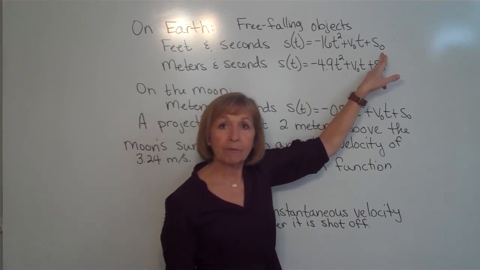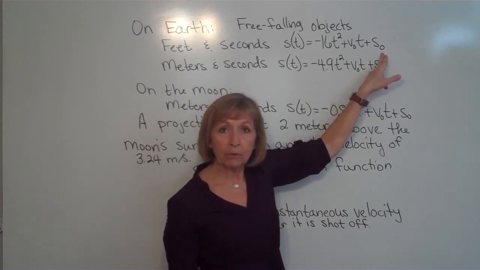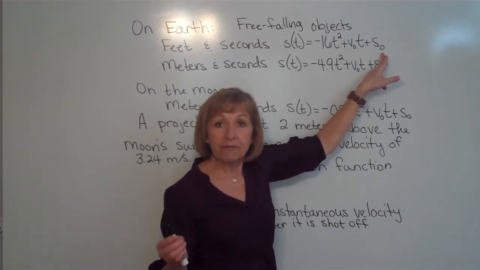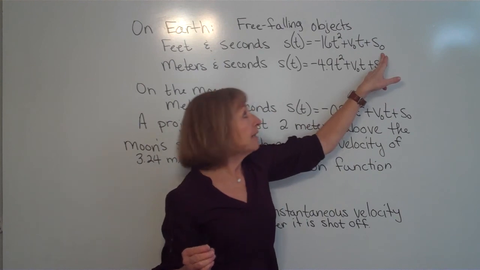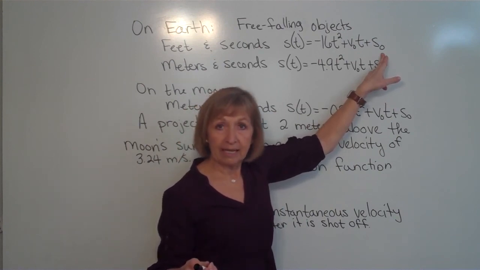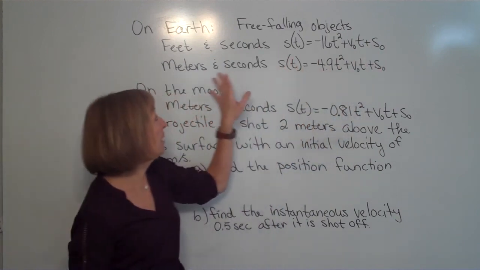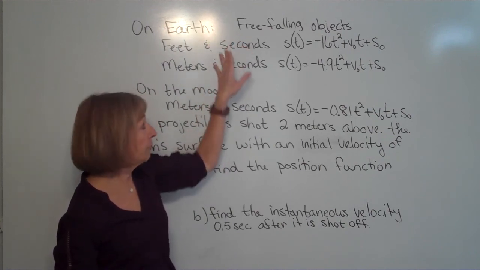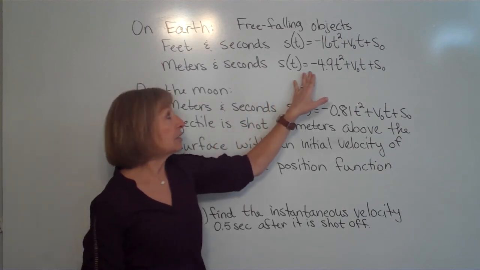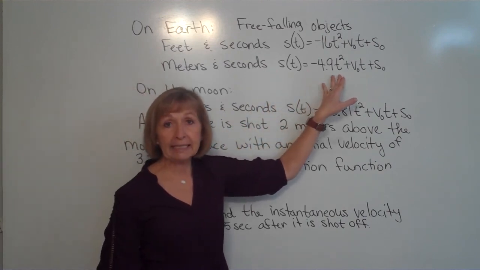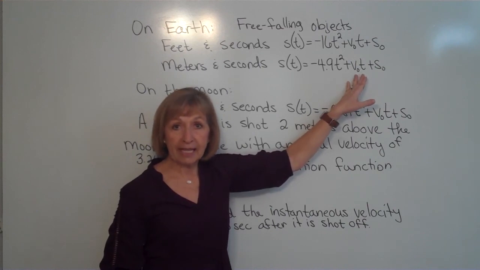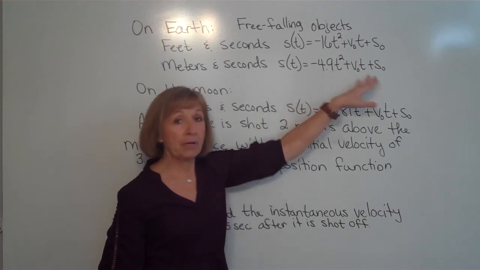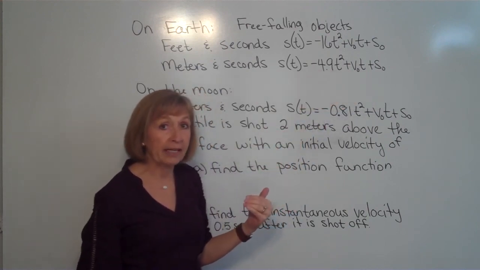So whether it was shot off from ground level, your s sub 0 would be 0, or whether it was shot off from, say, 3 feet above the ground level, then your s of 0 would be 3, etc. Now, if you were measuring in meters and seconds, and this was still on the Earth's surface, then your s of t is going to be equal to negative 4.9 t squared plus your initial velocity times t plus your initial position. And this is all measured then, again, like I said, in meters per second.